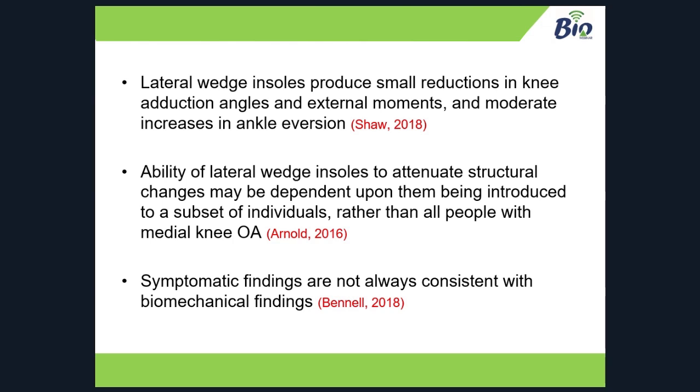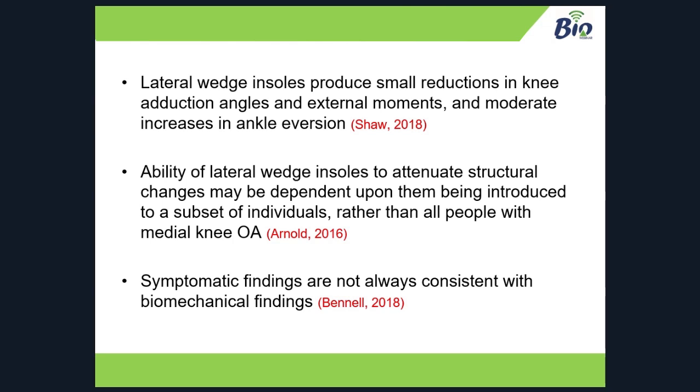The last thing then, this is what I find really, really interesting, especially when looking at research, is that symptomatic findings are not always consistent with the biomechanical. So we're not really sure how that works, and it could be things like comfort, pain mechanisms, coexisting problems, and variable knee adduction moment responses between different individuals. But I think that's really, really important to remember when you are looking at papers, especially some of the sort of kinematic ones that say, if you put a 5-degree wedge in, it changes this by this, or this is the effect on the knee adduction moment.